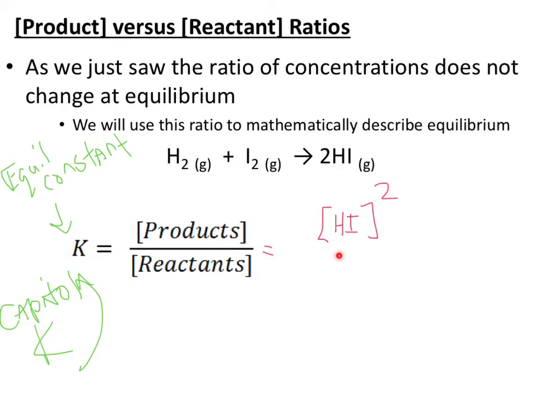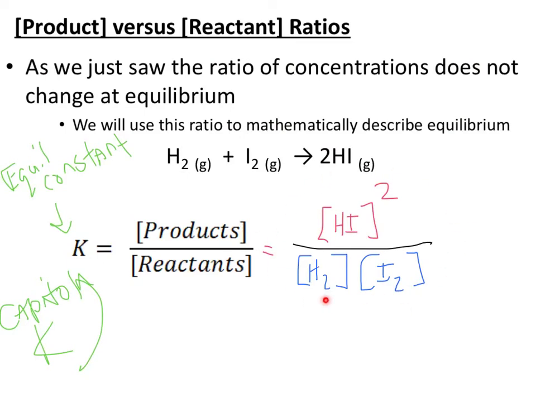And that's essentially what we're saying here when we do this. Next, we're going to take our reactants. So we're going to draw our line here, and then the concentration of H2 times the concentration of I2. This is my equilibrium expression.